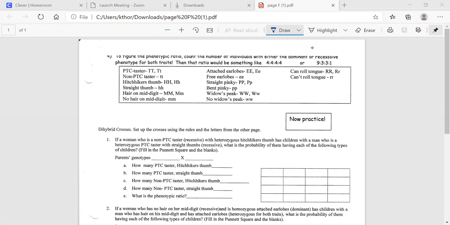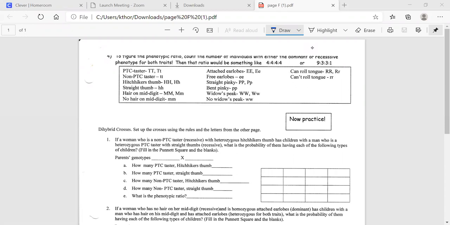This is page F. To figure out the phenotypic ratio, count the number of individuals with either the dominant or recessive phenotype for both traits. Then that ratio would be something like 4 to 4 to 4 to 4 or 9 to 3 to 3 to 1. All right, so let's do some dihybrid crosses here.